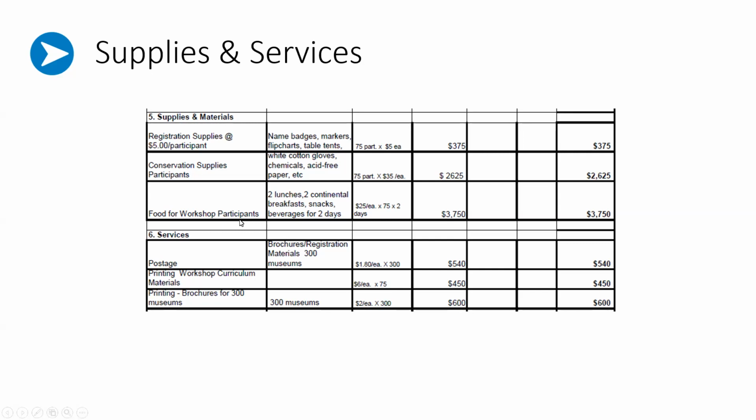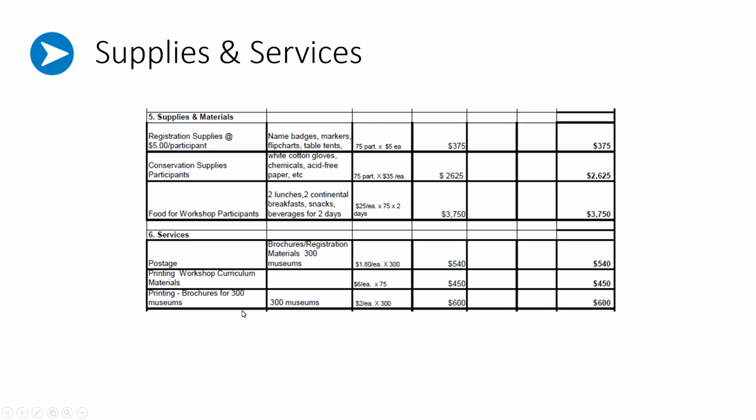Food for the workshop participants. In this case, they would pay for food because this was for delivering services to the participants. So 2 lunches, 2 continental breakfasts, snacks and beverages for 2 days, $25 each, times 75 participants, times 2 days. And that's how we got the $3,750.